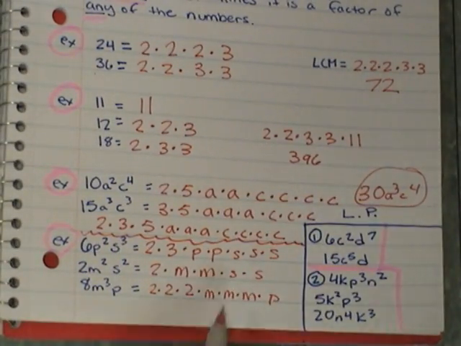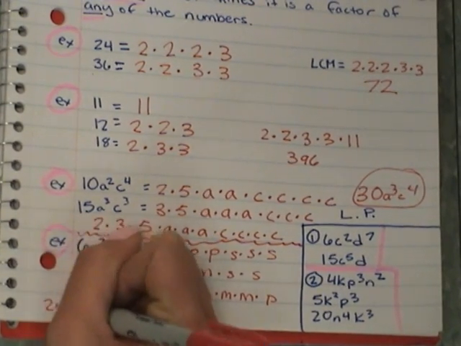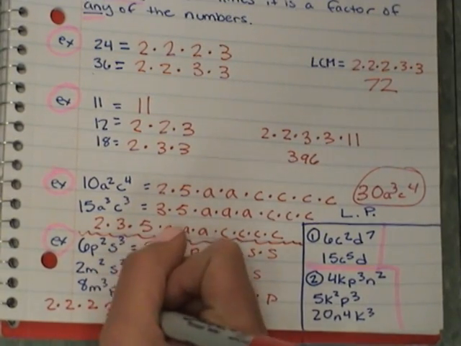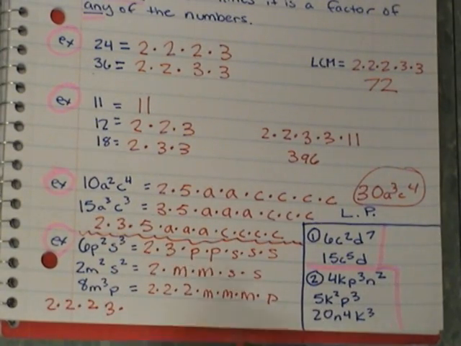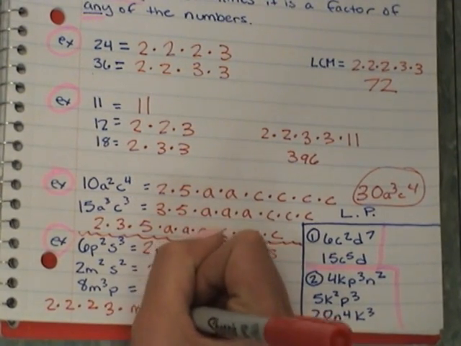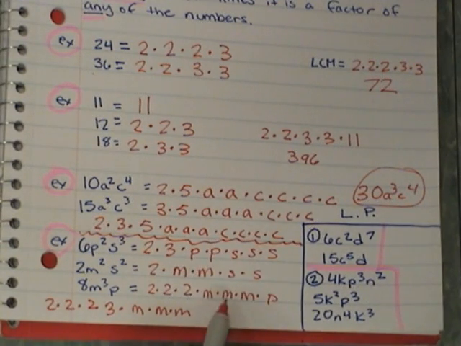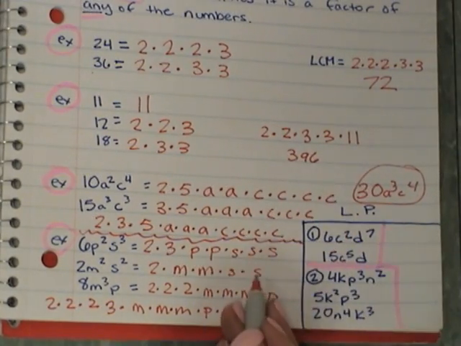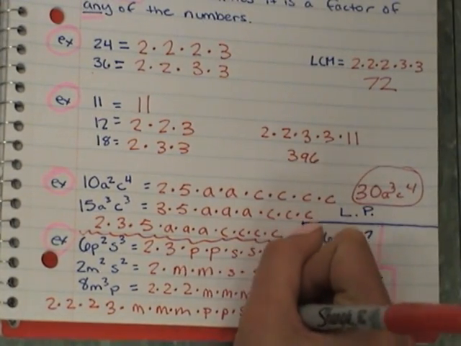Okay, so I'm going to go through. 2 isn't in all of them, but it's in 8 3 times. So 2 times 2 times 2. Okay, the next one, 3 is only in here once. So times 3. There's no other numbers, so I'm going to go to letters. M. We have M here and here. M, 1, 2, 3. It's also in this one, but this one has it 3 times, and we want it the most. P, there's 1 P here, but there's 2 P's here, so I'm going to use the bigger one. And then S, there's 1 S here, but 3 up here, so 1, 2, 3.